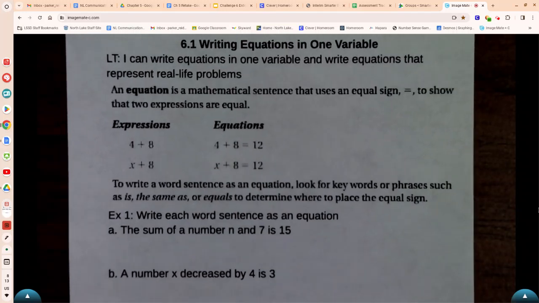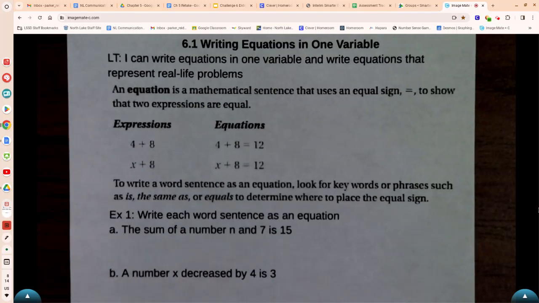To write a word sentence as an equation, we look for keywords or phrases such as is, the same as, or equals, to determine where to place the equal sign. So this is the same skill as 5.1, remembering the words that mean the different operations. The only additional thing here is we have to figure out where the equal sign goes.